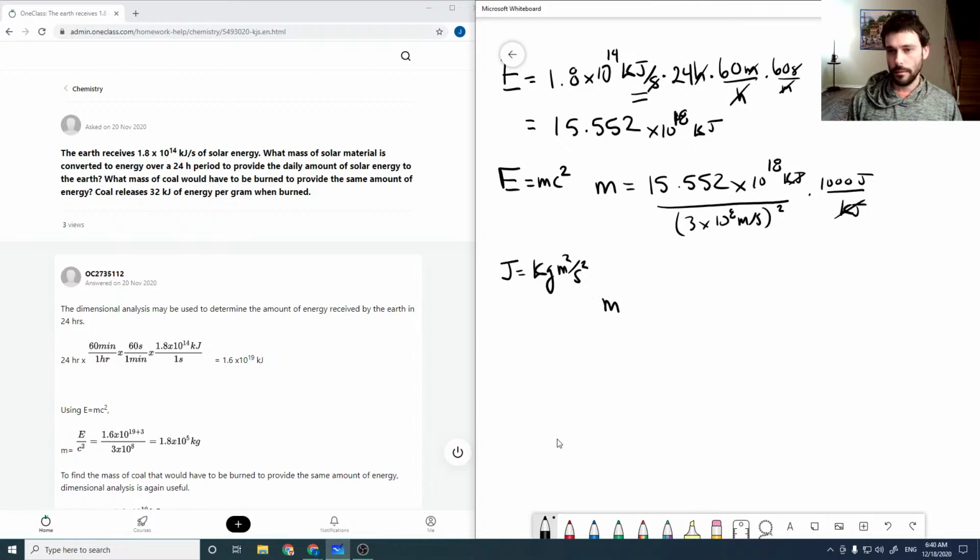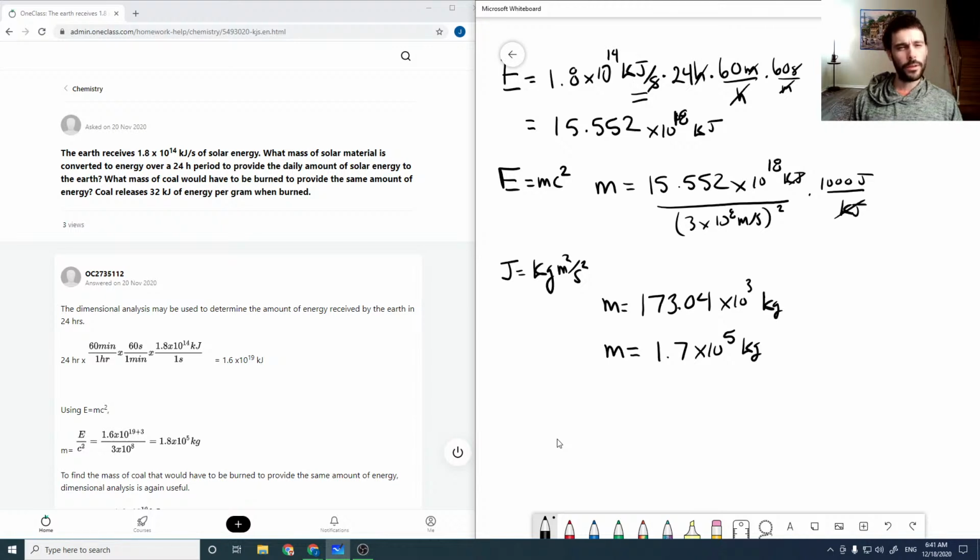And so then, again, running this through on our calculator, we'd get 173.04 times 10 to the 3 kilograms. Which if we round at the end here, because this is the mass that we're looking for, it would just be two significant figures, so 1.7 times 10 to the 5 kilograms.